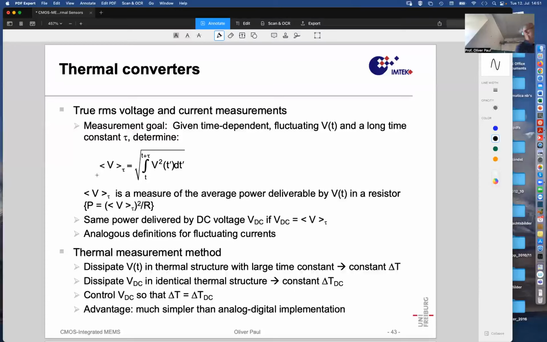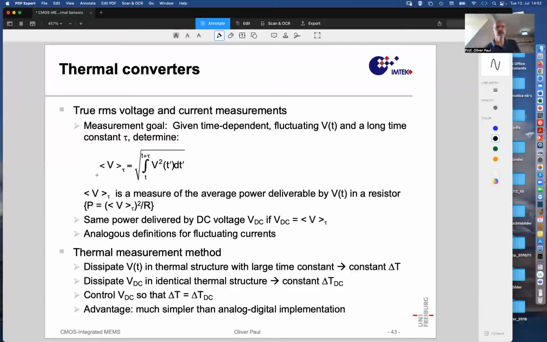How many DC volts would I have to apply to obtain the same result? For instance, making a light bulb incandescent, if I plug in 220 volts or plug in an equivalent DC volt. And thermal converters are designed to make that conversion. What is the equivalent DC voltage that causes the same dissipation of power as this unknown AC mixture of signals?